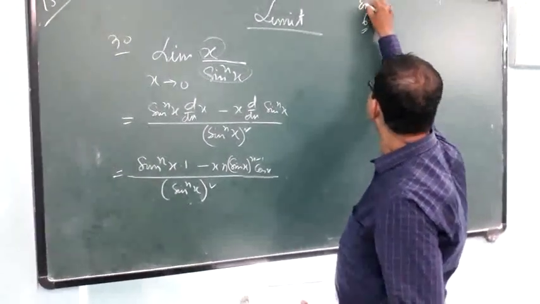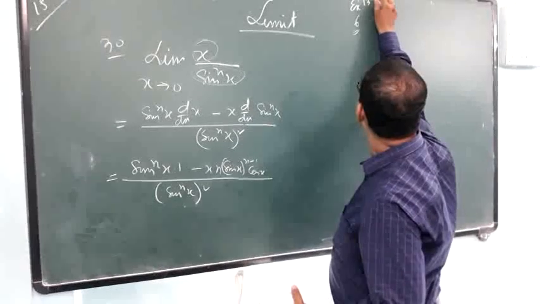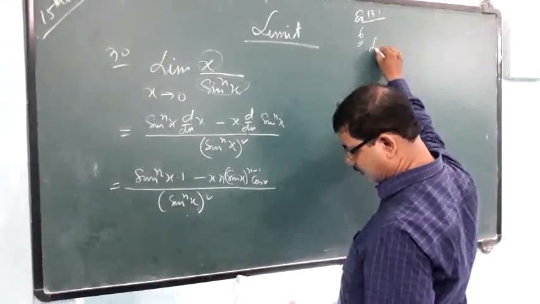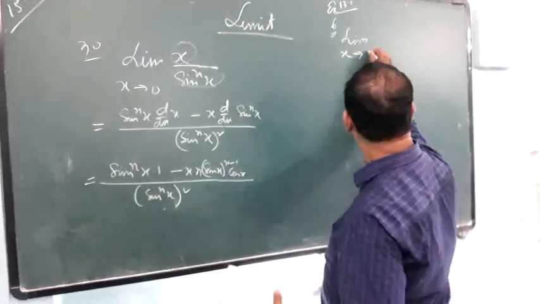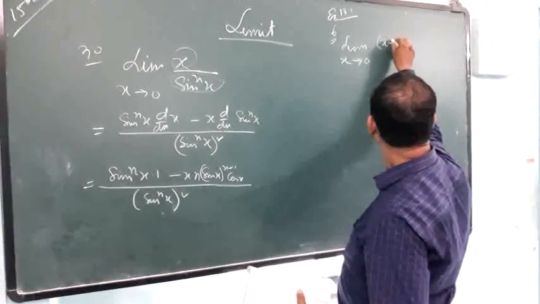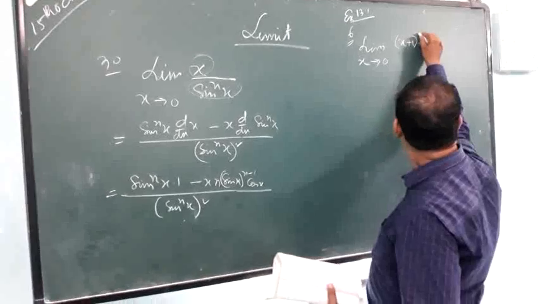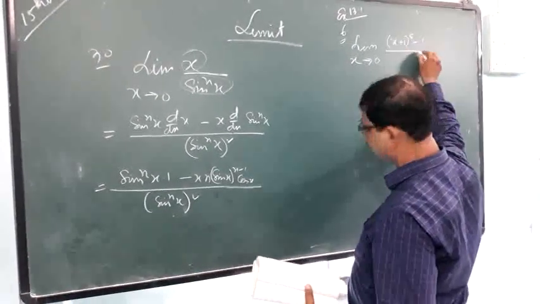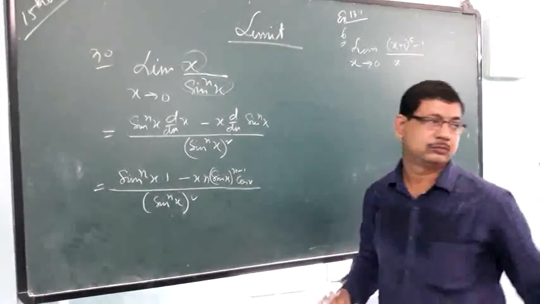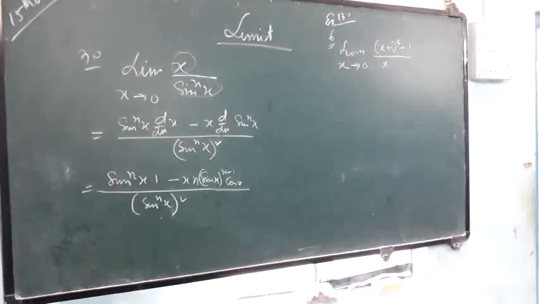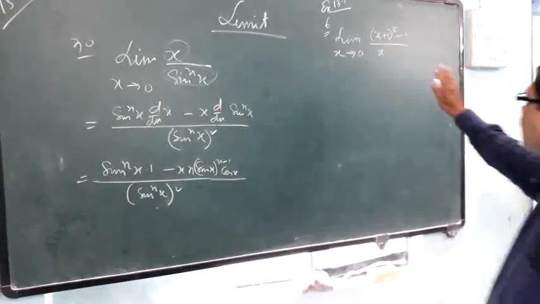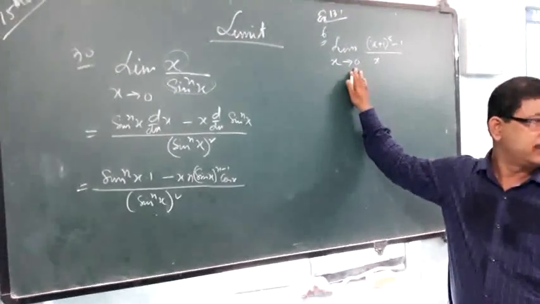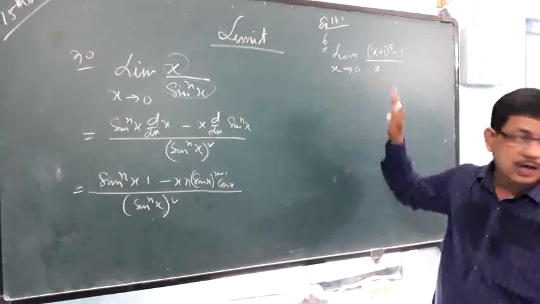of exercise 13.1. Limit x tends to 0, ((x plus 1) to the power 5 minus 1) by x. When you want to take the limit, then what is the first step?